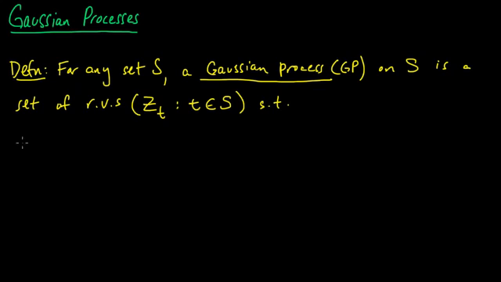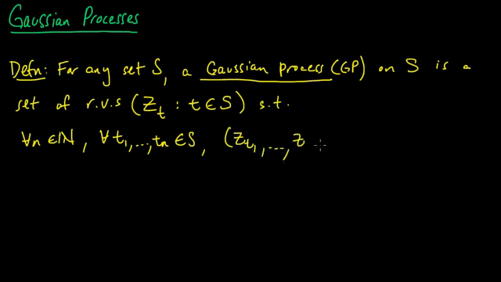For any n, and for any t_1 up to t_n, so there's going to be n t's in S, the vector (Z_{t_1}, ..., Z_{t_n}) is Gaussian distributed. It's a multivariate Gaussian. Whenever we say a vector is Gaussian, we of course mean it's multivariate Gaussian. So that is the definition of a Gaussian process.